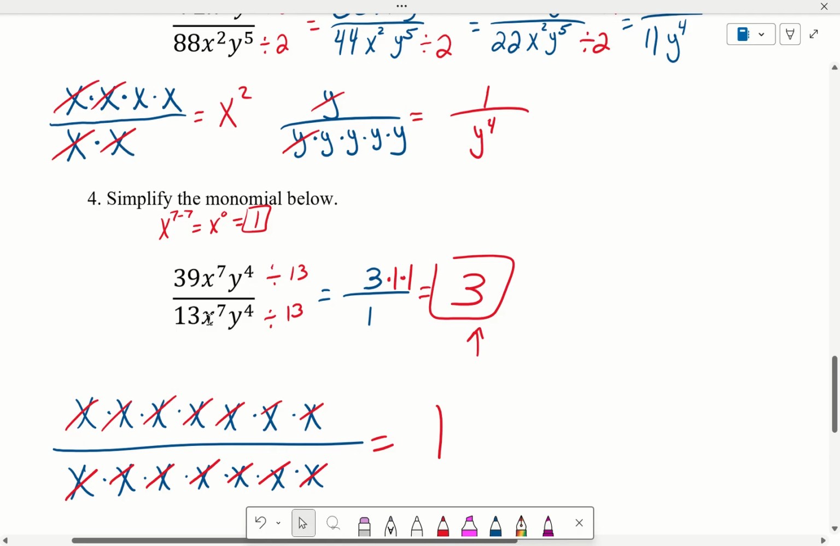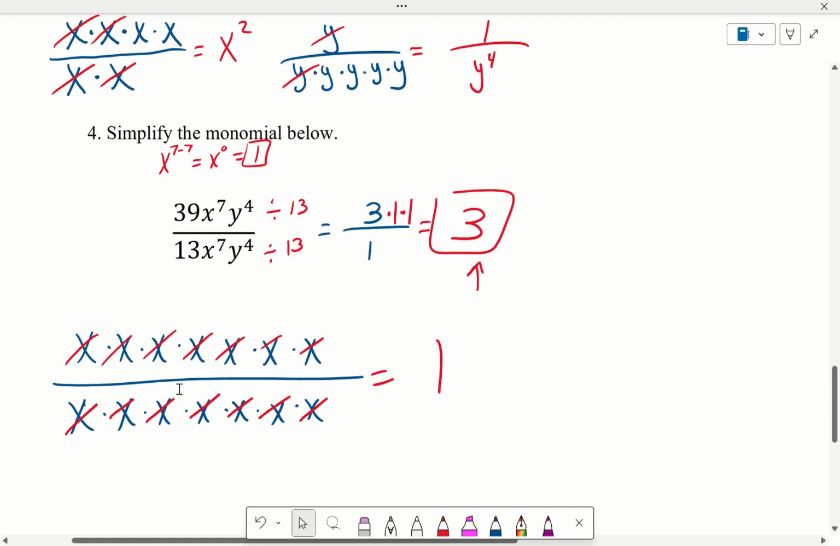X to the power of 7 divided by x to the power of 7. All right, anything divided by itself is 1. Here's proof of that. We got 7 x's up top, all being multiplied, and 7 x's in the denominator, all being multiplied. They're all going to cancel out, which leaves us with 1. X to the power of 7 divided by itself is 1.